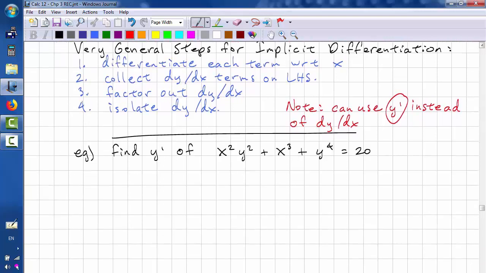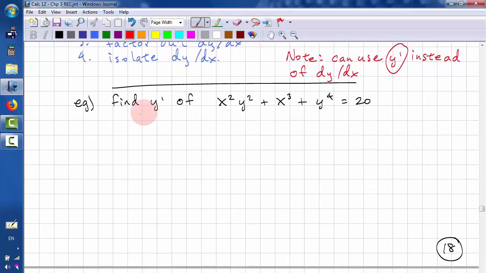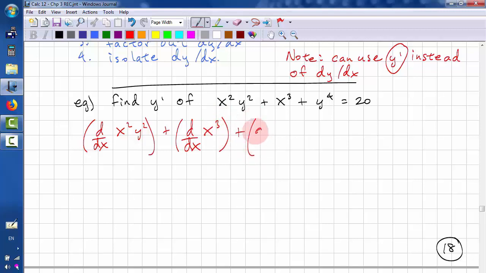Okay, let's look at a harder example. We just need to find y prime. We don't need to find the slope at any point. So let's start this off. We have d dx of all the terms: d dx of x squared y squared, plus d dx of x cubed. We've done that one already, so it shouldn't be difficult. Plus d dx of y to the power of 4, and d dx of 20.